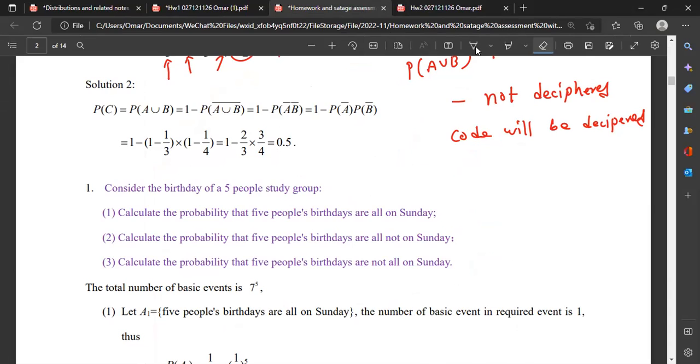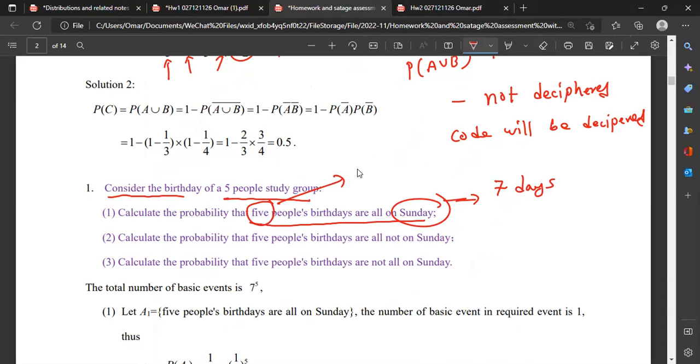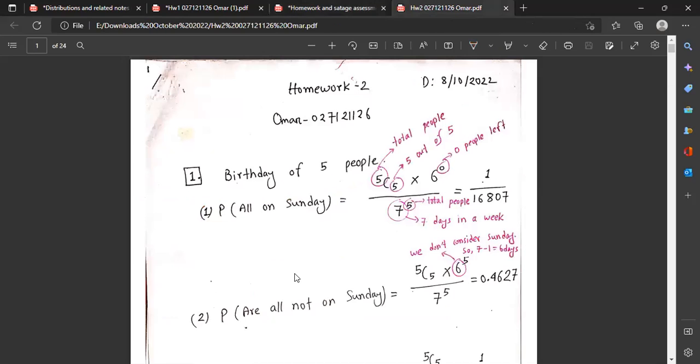So the question here is, consider the birthday of a 5 people study group. Calculate the probability that the 5 people's birthdays are all on Sunday. So birthday, we know that Sunday means we are considering the week. So we have 7 days in a week, right? We have 5 people here, and their birthdays are all on Sunday. So probability of all on Sunday.